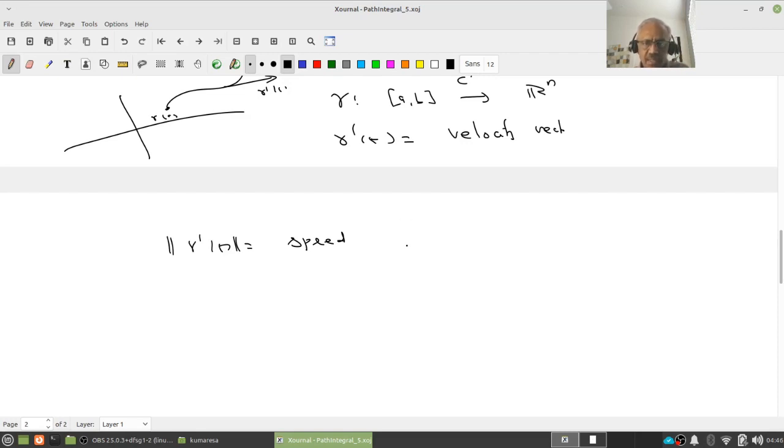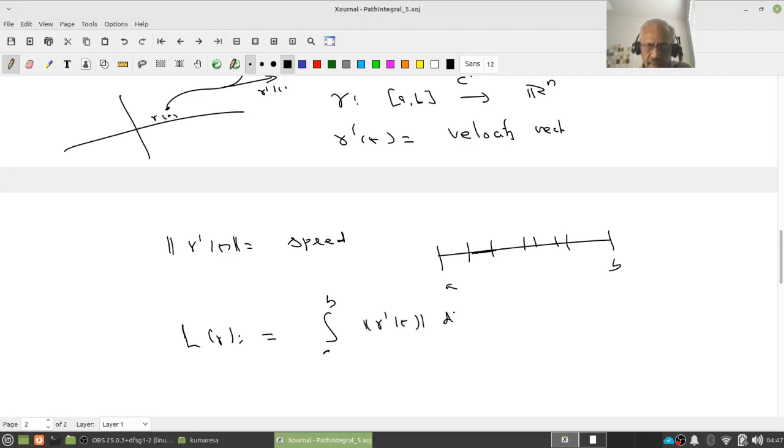Therefore, how much distance does it travel when it moves along the path? As you know, the distance is time times speed, right? Now, what do you do? You break the interval AB into very fine partitions. Therefore, you can simply think of this as a path, right? Therefore, the length of gamma is defined to be the integral from a to b of the norm of gamma prime t dt.